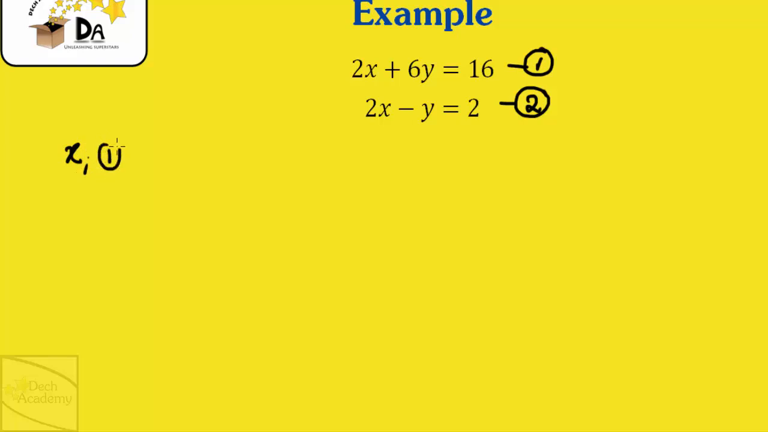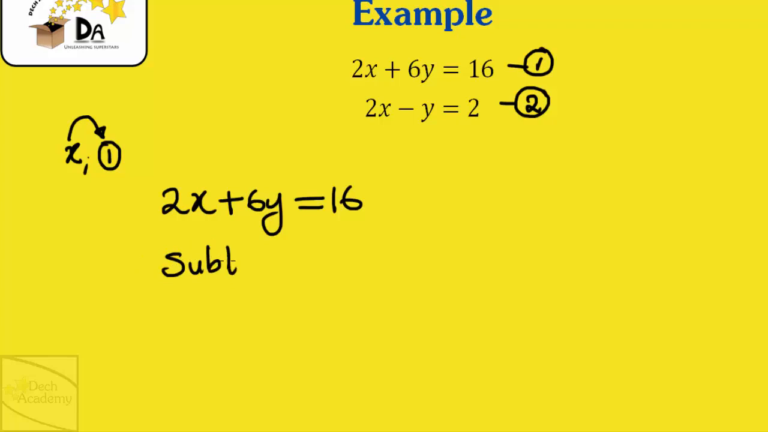So that's step 1. Very easy. Choose an equation, choose a variable. Step 2, make the chosen variable the subject of the formula in the chosen equation. So chosen equation, equation 1 is 2x plus 6y equals 16. I'm going to make x the subject of the formula by isolating x on the left hand side. So I'm going to get rid of this plus 6y by subtracting 6y from both sides.